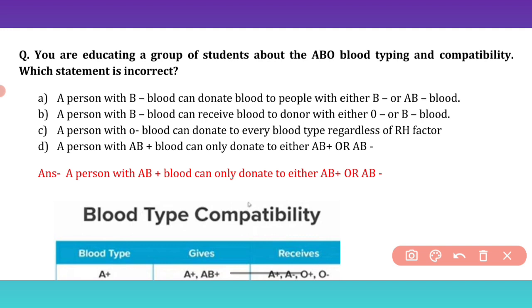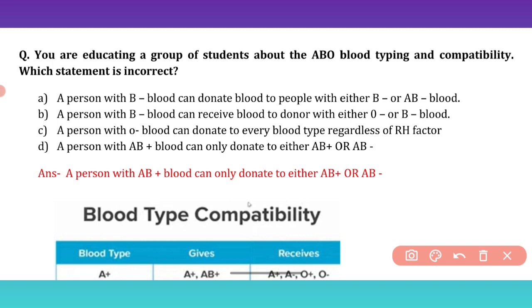A person with B negative blood can donate blood to people with either B negative or AB negative. Yes, obviously it is right, because a B negative blood group donor can donate blood to either B negative or AB negative. This is right. And the second option is a person with B negative blood can receive blood from donors either from O negative or B negative. Yes, obviously this is also right. A B negative receiver can receive blood from donors like O negative and B negative. Yes, obviously this is right.